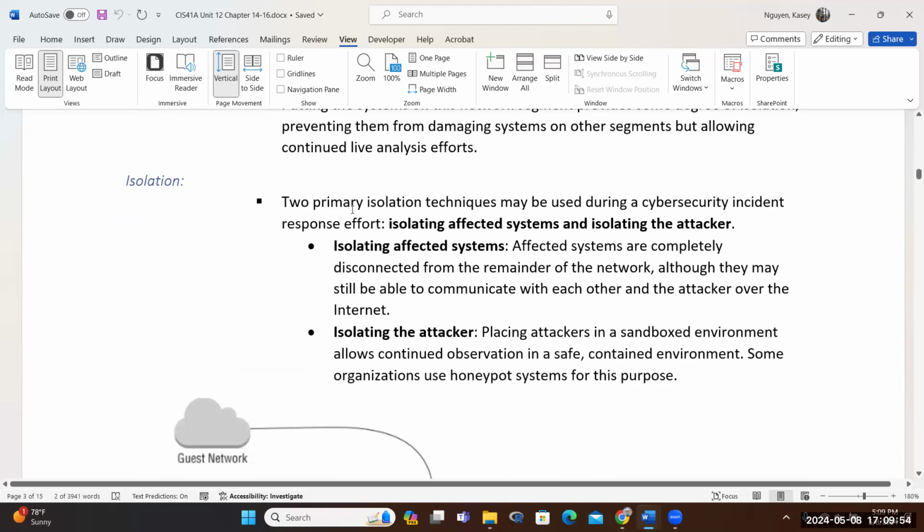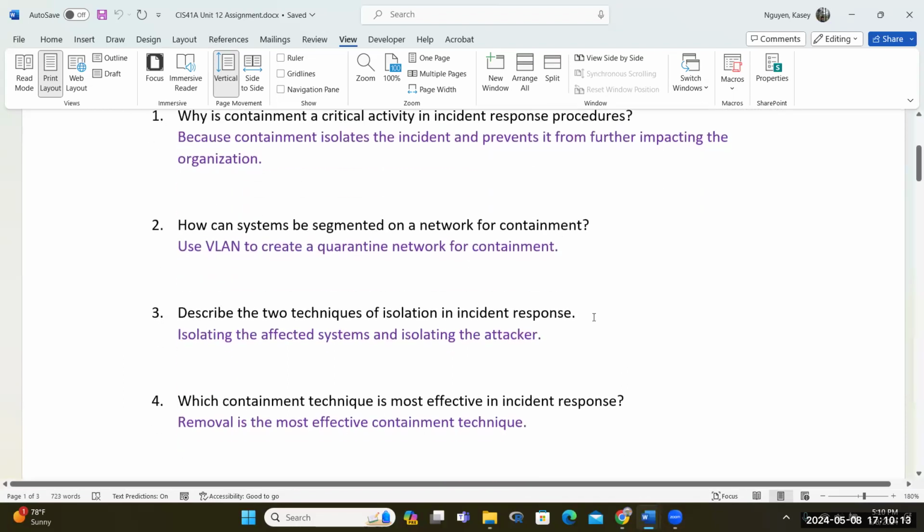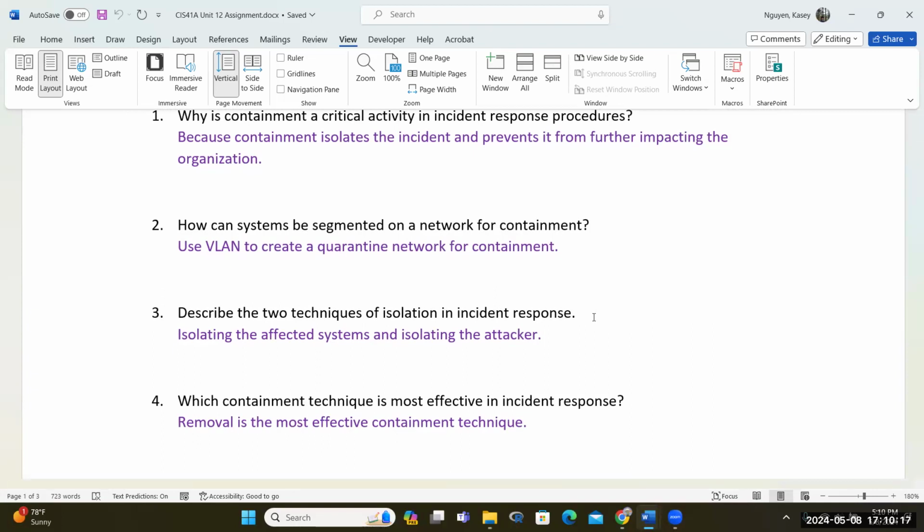Now here it talks about the primary isolation techniques. So containment is a way that we can isolate, and in isolation, we should isolate the affected system, and we should isolate the attacker or threat actors. So the two techniques for isolation based on incident response are isolating the affected system and isolating the attacker.